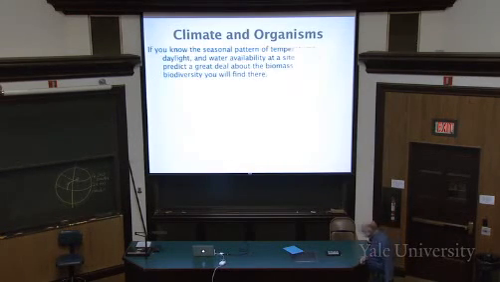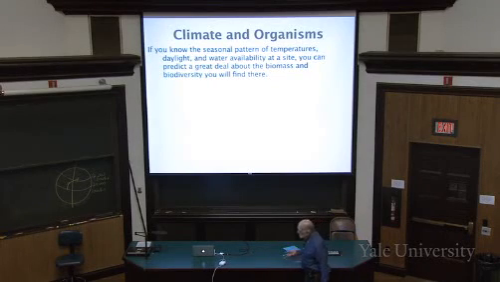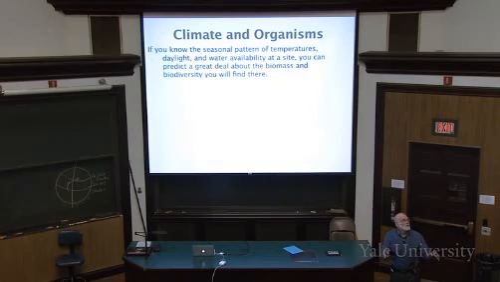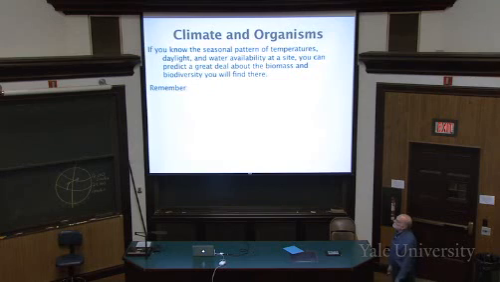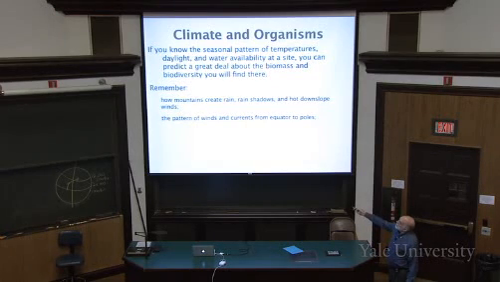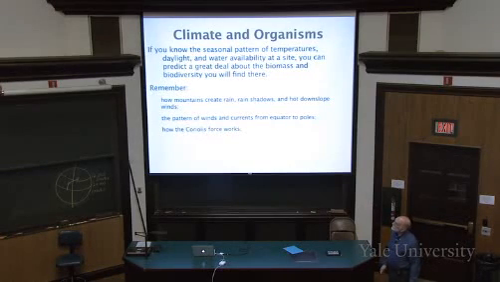So, here are the things I want you to remember about climate, organisms, and the climate machine of the planet. If all you know is the seasonal pattern of temperatures, daylight, and water availability, you can predict a lot about what you're going to find in terms of biomass, in terms of biome, all that kind of stuff. I would like you to remember out of this lecture and out of your reading how mountains create rain and rain shadows and hot downslope winds. I'd like you to remember the pattern of winds and currents from the equator to the poles.